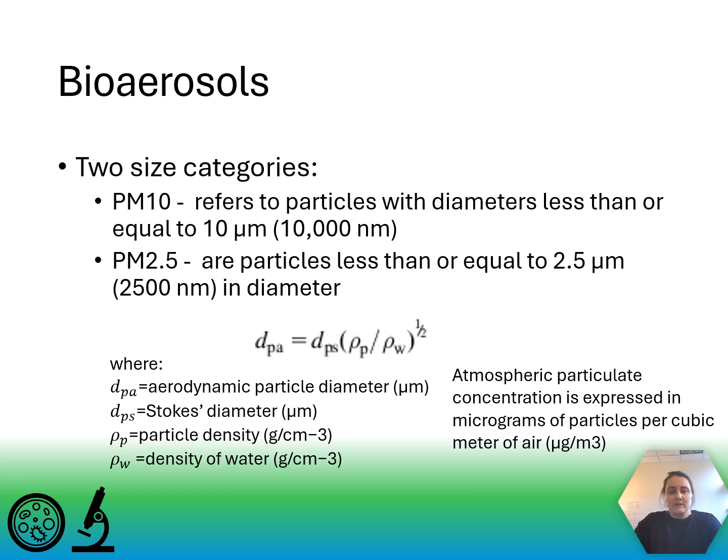And what you see on the screen for an equation is a relationship between the aerodynamic particle diameter and things like Stokes' law, which we'll talk about in class, and the density of the particle and the density of water. And so atmospheric particulate concentration is expressed normally in units of micrograms per cubic meter of air. And so many times we want to know how big those particles are and how many of them are in a certain volume of air.